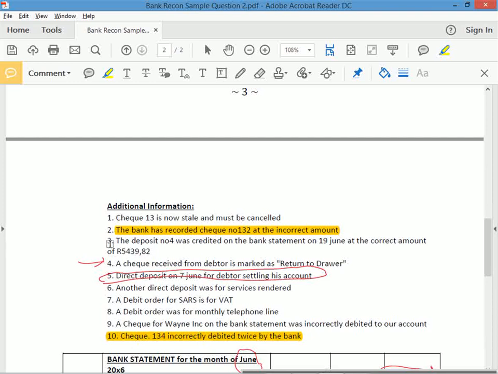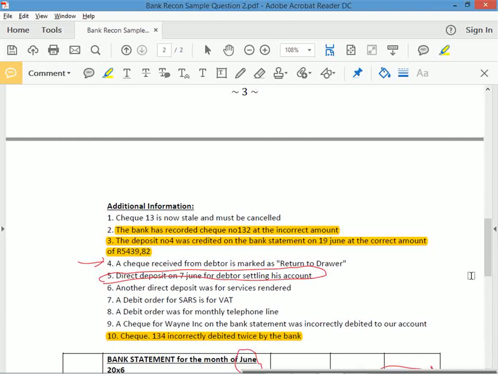If I investigate, what do I see here? There we go. Point number 3. What does point number 3 say? It says the deposit number 4 was credited on the bank statement on 19 June at the correct amount. So, correct. Our books are wrong. You're right. So if our books are incorrect, what must I do? You need to adjust. Good. Because you're looking at the bank statement and the bank statement's balance is correct. So I'm not going to do anything to the 5439.82. I've just captured it incorrectly.